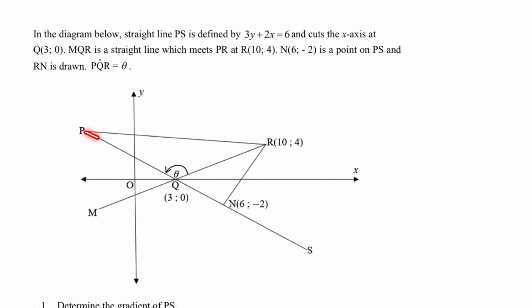So we have the line PS, and we have the equation of that line as 3y + 2x = 6. And the line PS cuts the x-axis at the point Q, so we know that Q is on the line PS. Next, we are given N, and it's a point on the line PS. So we have N also on the line PS, and RN is drawn. So from the point N, we also have RN.